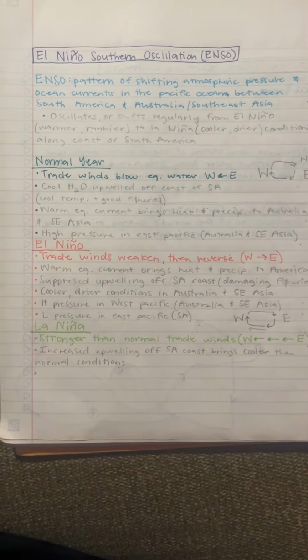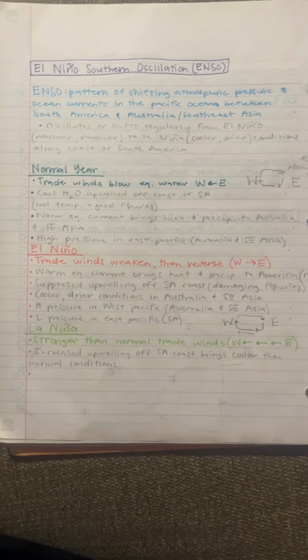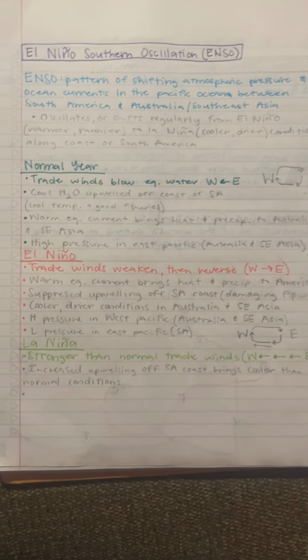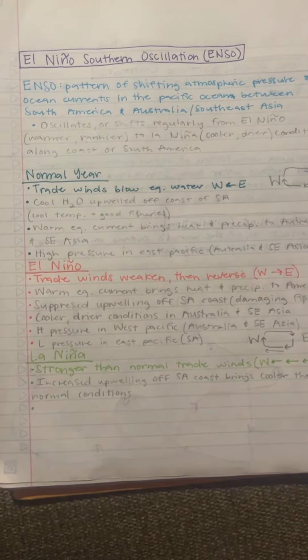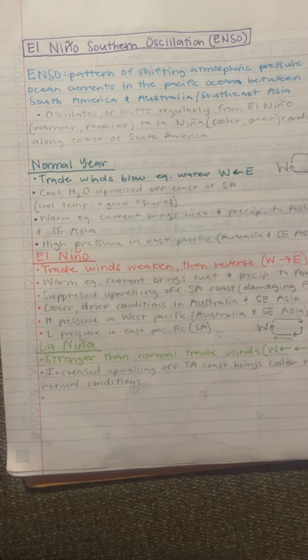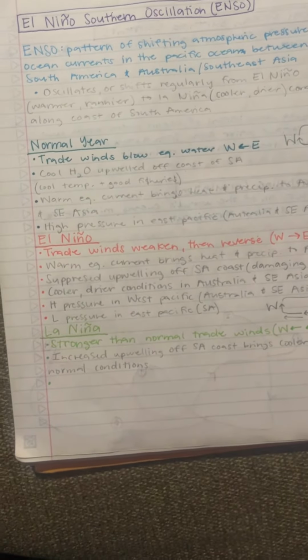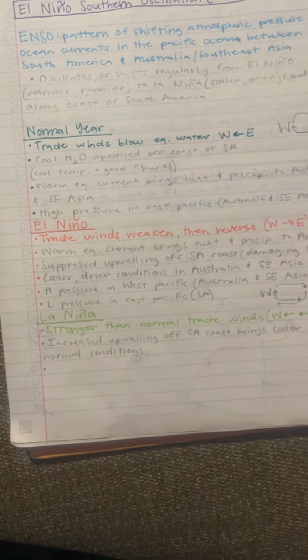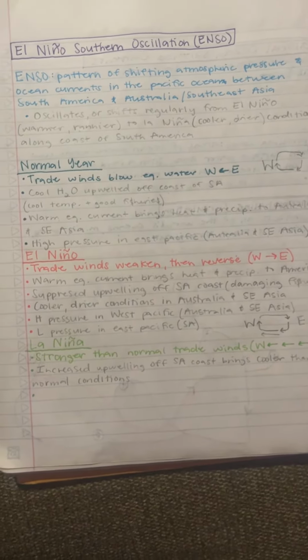In a normal year, trade winds blow equator water from the east to the west. Cool H2O is upwelled off the coast of South America, which means cool temperatures plus good fisheries. Warm equator currents bring heat and precipitation to Australia and Southeast Asia. High pressure in East Pacific, Australia and Southeast Asia.